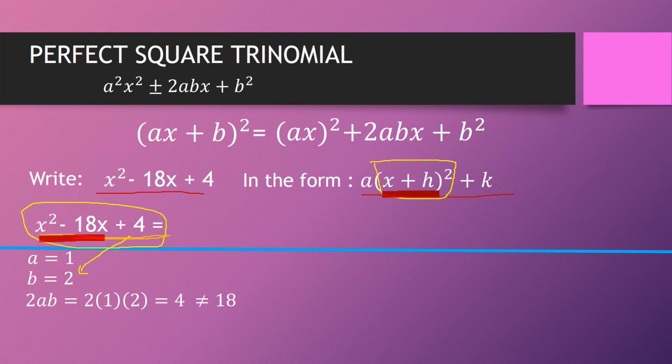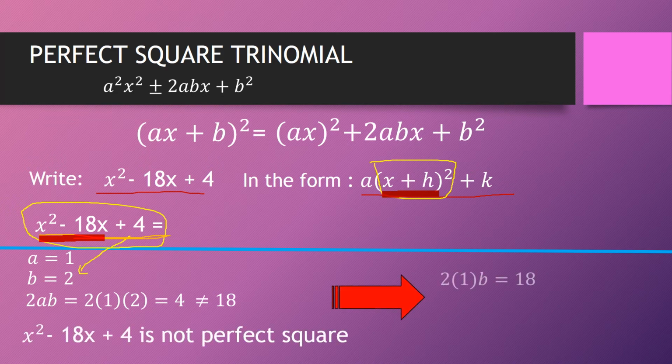If I know now that 18 is equal to 2 times a times some value of b, I'm going to use this value of b to complete a square. Now when you divide by 2, the value of b is 9. But remember, to add some number to my expression to complete a square, I need this number squared. Now b squared is 81.